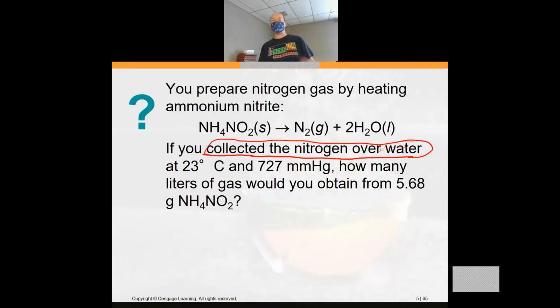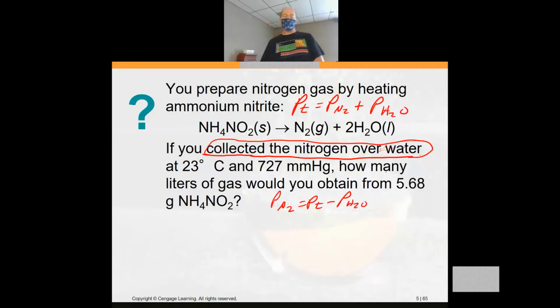You're collecting a gas over water, and you're collecting nitrogen. That means our total pressure is going to equal the pressure of nitrogen plus the pressure of water. And so to get the pressure of nitrogen, the gas, we have to take the pressure total and subtract the pressure of water, and that will give us our pressure of nitrogen. When you want to know how many liters of nitrogen you would obtain, you have to use PV equals nRT.